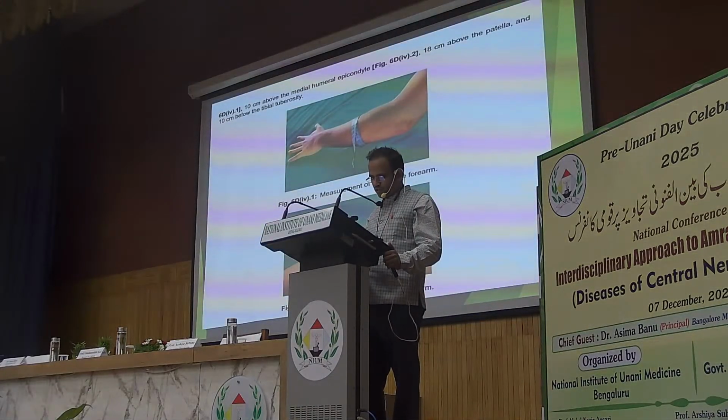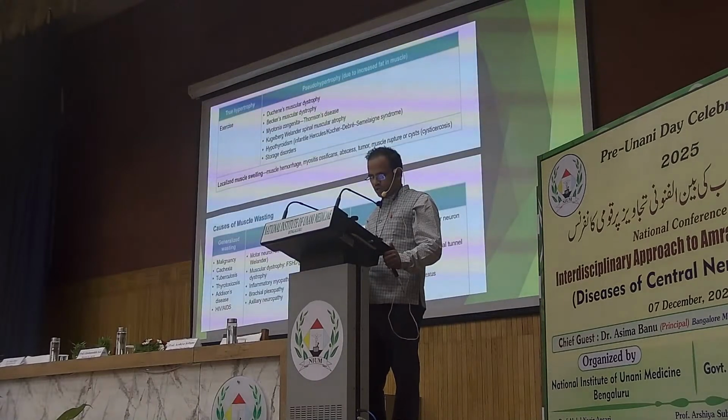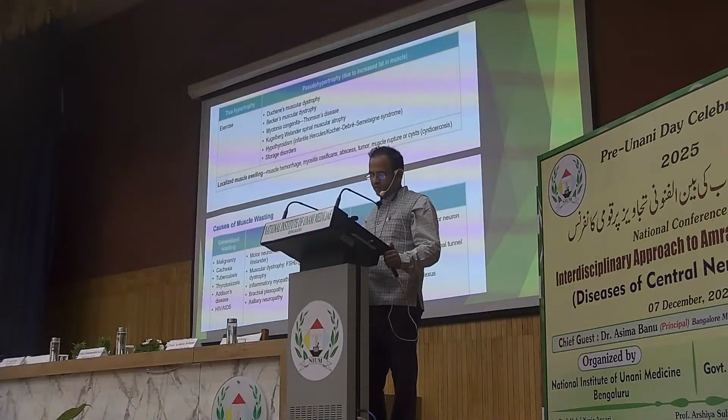So you have to fix a point 10 centimeter below the olecranon and measure the circumference of the muscle in the forearm. So coming to the hypertrophy and pseudohypertrophy. True hypertrophy is where there is a true increase in the muscle fibers. It usually happens only because of exercise. So to maintain good strength or muscle mass, exercise is really important.